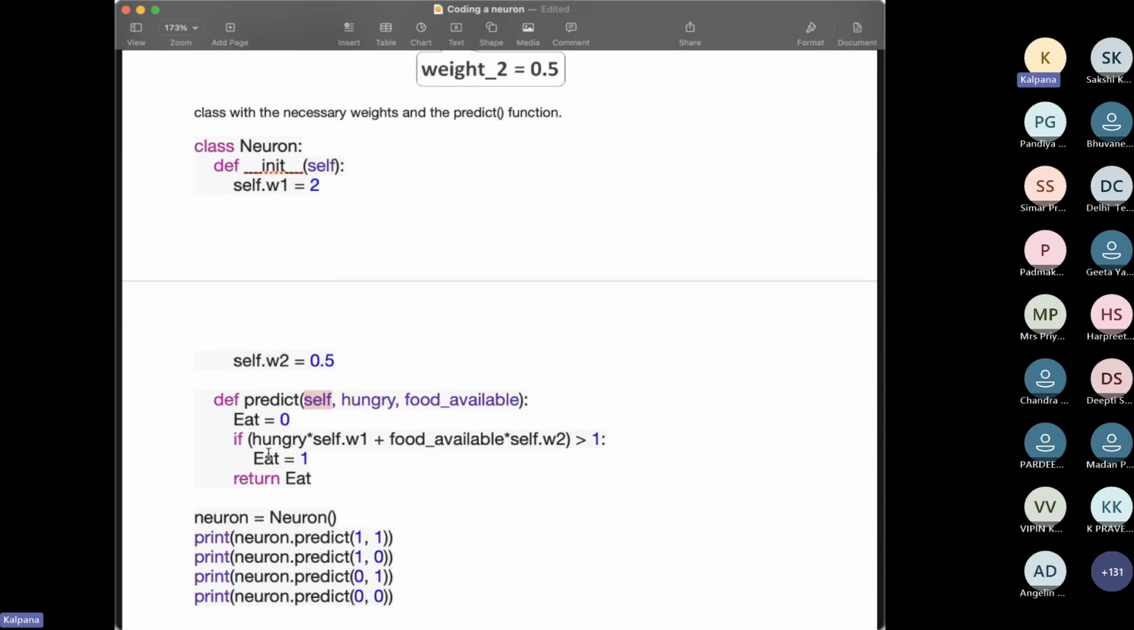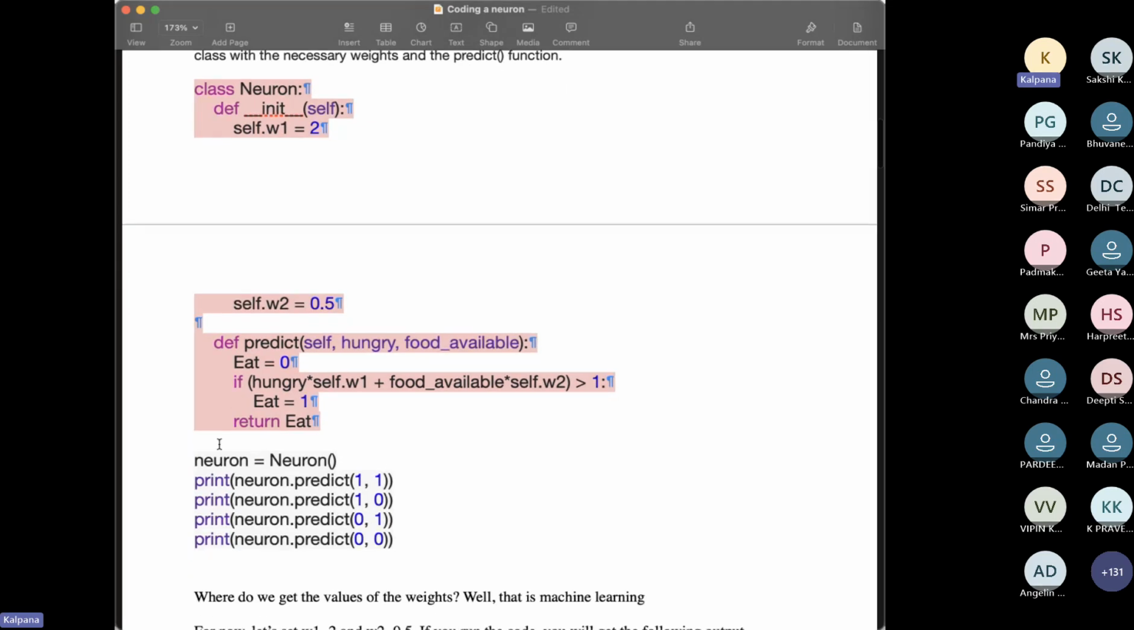Slowly, gradually, we'll be enhancing this class and we'll completely show how training is happening and how we are testing it also. Right? Anyone having any doubt in this, please let me know. So now what we are doing is we have created a neuron.